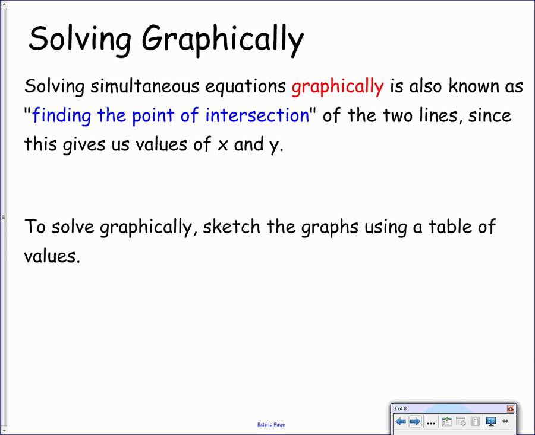Okay, how do we solve the equations graphically? As I said before, this is also known as finding the point of intersection, so just be aware of that. If you see a question that says that, it means you have to use this method. When we do this, we need to sketch the two graphs using our table of values that we should know how to use already. Once we sketch the graphs, we should be able to identify the point in which the two lines cross, and this is our solution to the simultaneous equations. Again, if you can pause the video and write this into your notes jotter.